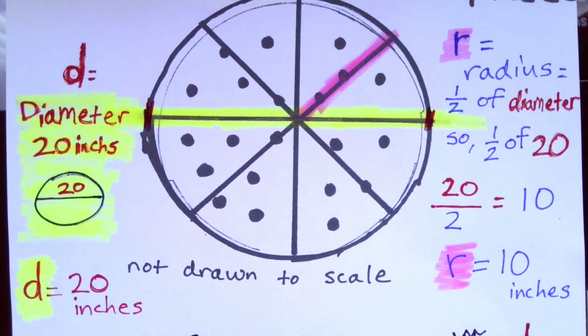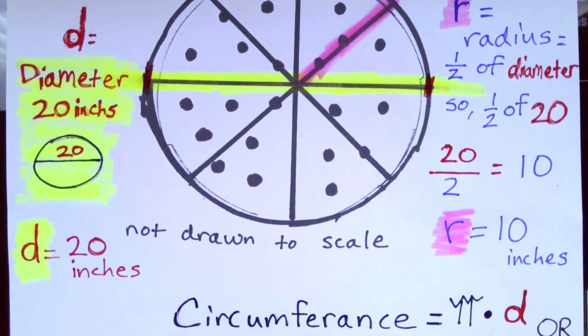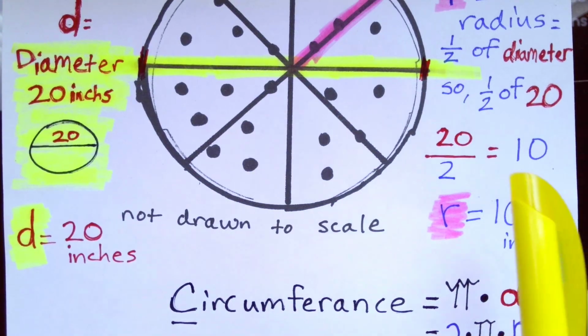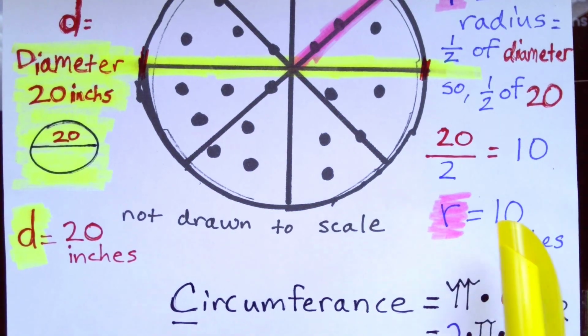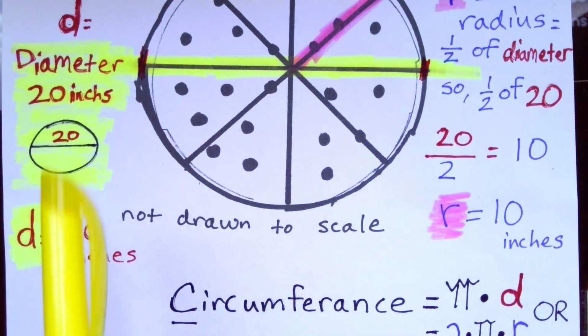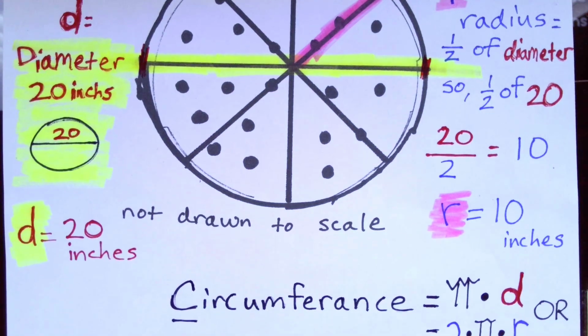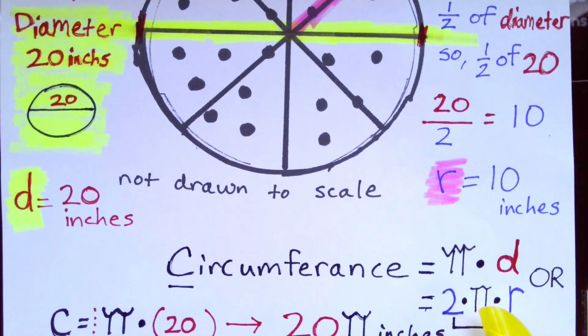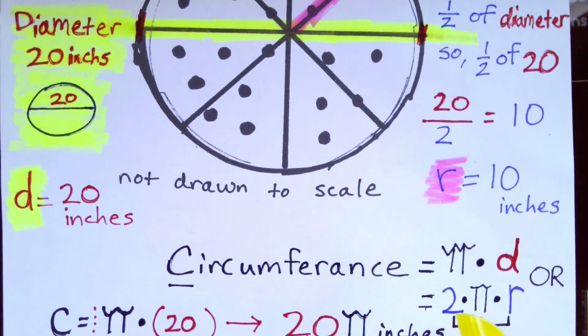So remember, the formula to find the circumference is pi, showing you right down here, pi times your diameter. Or, right, if you double your radius, 2 times your radius would give you 20, which is the diameter. You could also use the formula 2 times r times pi, or more formally known as 2 times pi times r. You can use either one of these formulas.